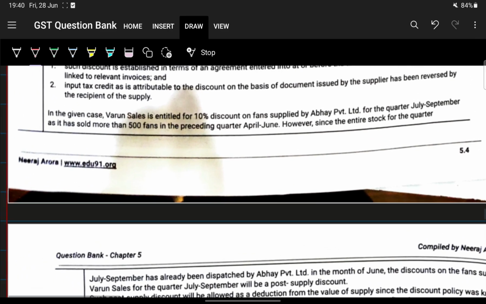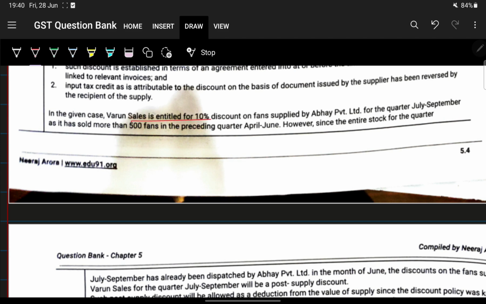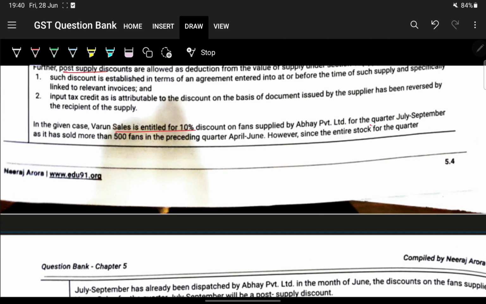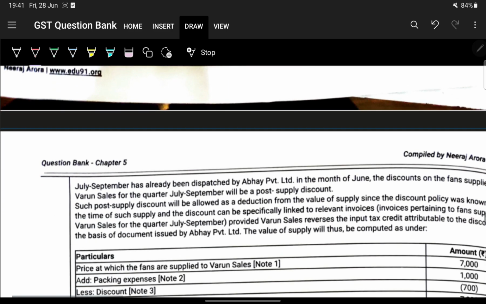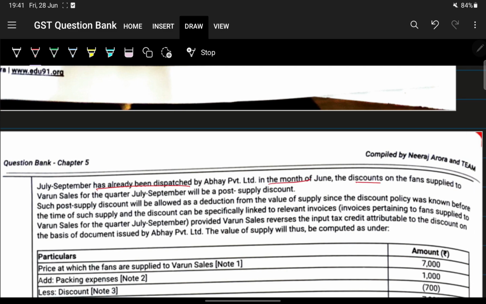Next, in the above case, Varun Sales is entitled to a discount of 10% for the quarter July to September as he has sold more than 500 in the preceding quarter. Since the entire stock for the quarter has already been dispatched in the month of June, the discount on the fan supply to Varun Sales will be a post supply discount, and post supply discount will be allowed. Because it is already agreed to and it is recorded in the invoice, so no problem.